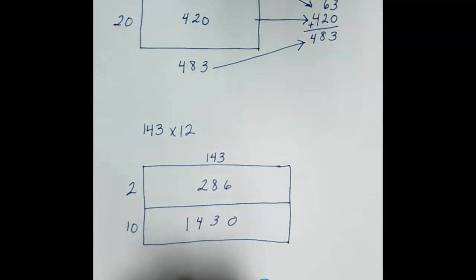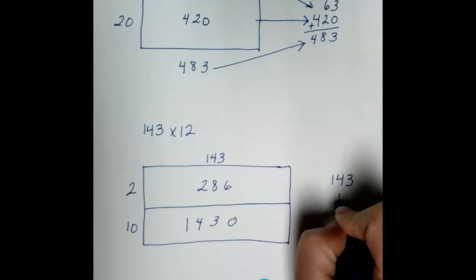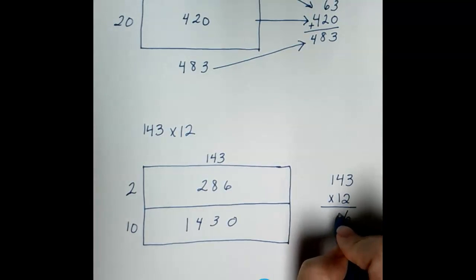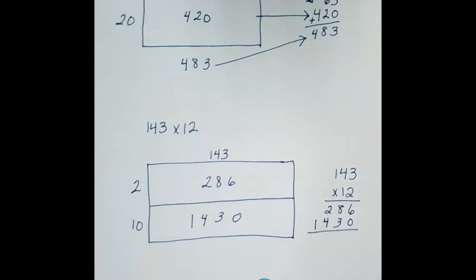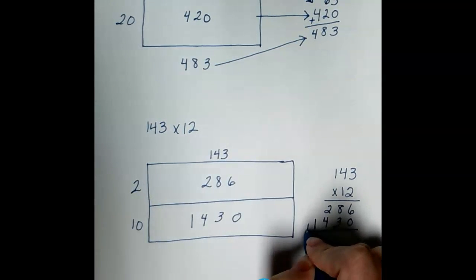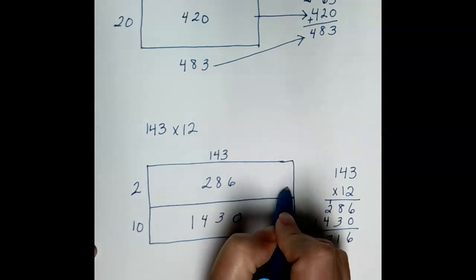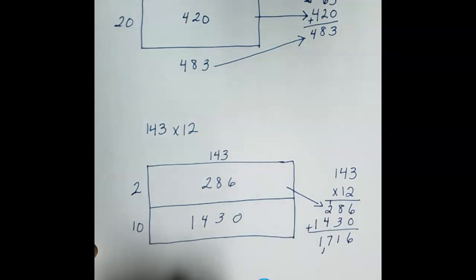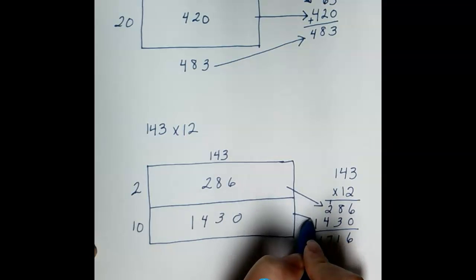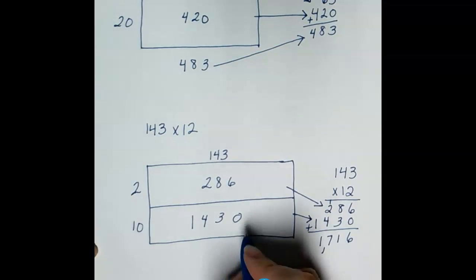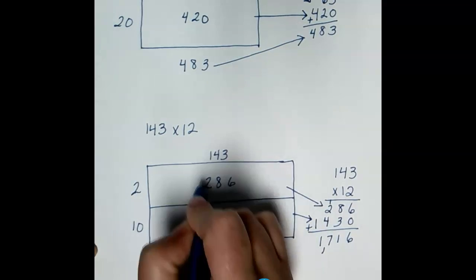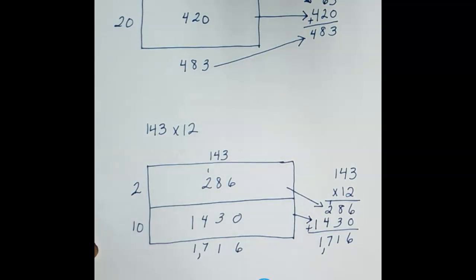If I were to use the standard algorithm, which is just the traditional way of multiplying, now I add these together. Notice that I have the same partial answer here and the same partial answer here. And then if I were to add these together, I have the complete answer here.